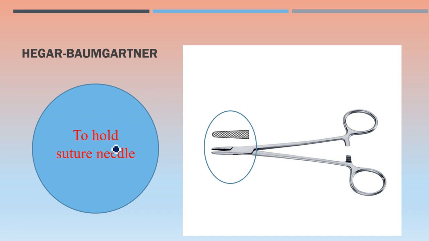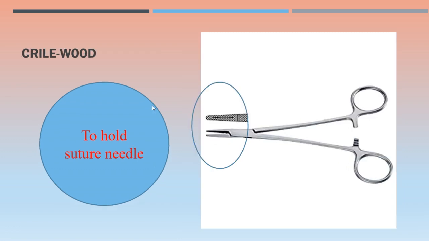Then Hegar Baumgartner, again to hold the suture needle. The rest of the thing is almost the same. Magnification of force is around 8 to 10 times in all the needle holders, but the difference is in the tip, the serrations, the pattern. There is probably no eye, and both the tips have serrations like this one, the Hegar Baumgartner. Then Crile-Wood, the serrations along with the pit, on both sides. The basic function of all the needle holders is to hold the suture needle. A lock is always present in all the needle holders of this regular lock system group.